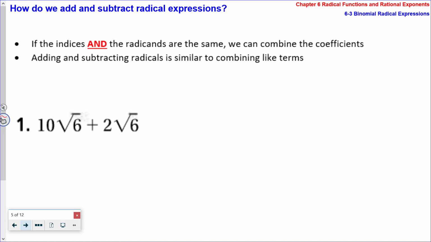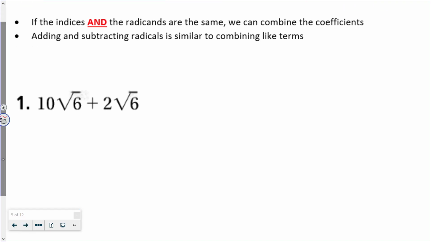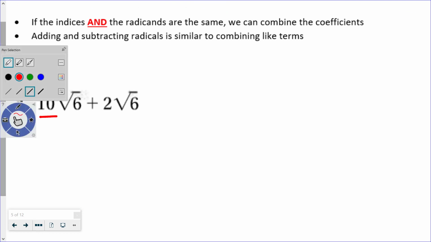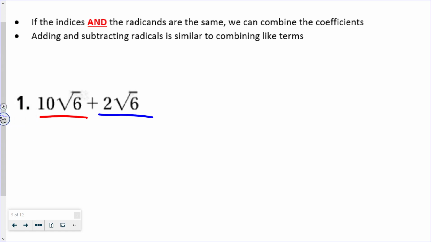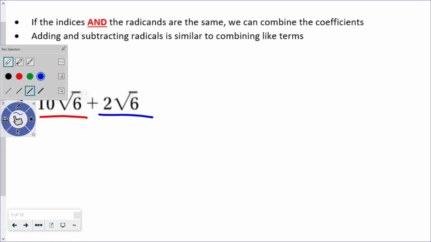Add the coefficients. So in this first example, we have two terms, the red term and the blue term. Do both of these terms have the same index? Do they have the same radicand? Then you just add the coefficients. So Brian, what's the answer? 12. 12 square root of 6 is the answer.